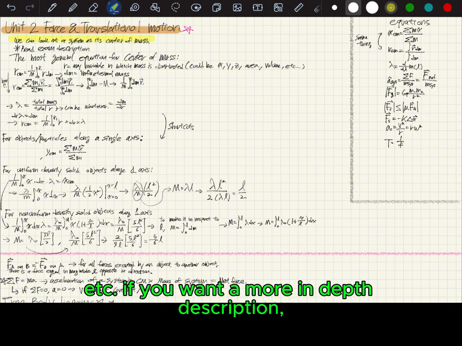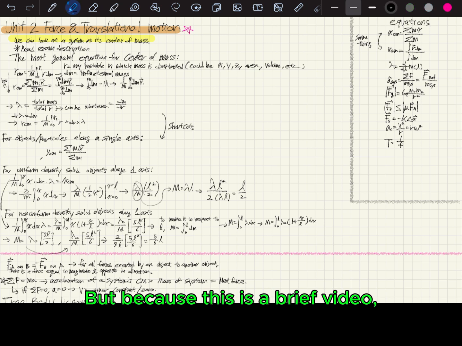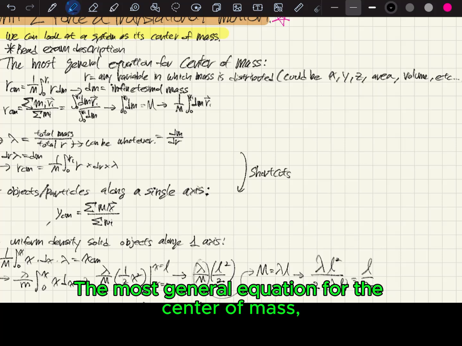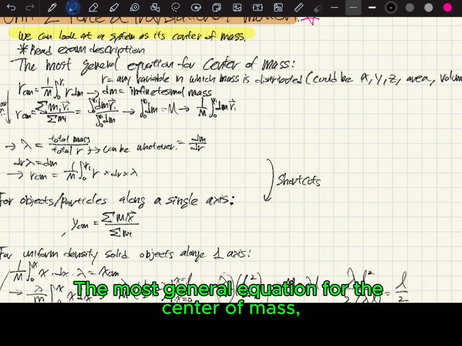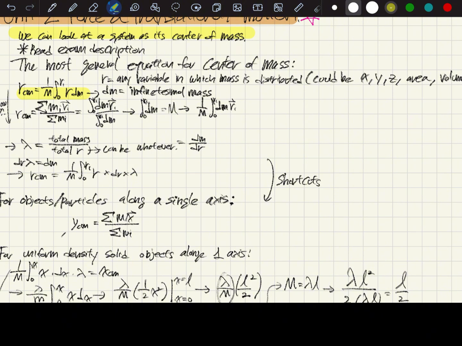If you want a more in-depth description, you can read the exam description, but because this is a brief video, I'm not going to talk about that. So now that we know what this is, we should probably find a way to get it, right? The most general equation for the center of mass is this one. I'm not going to read it out loud because it's so complicated.